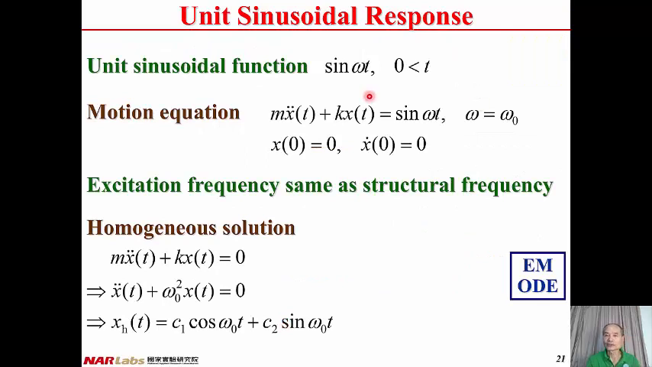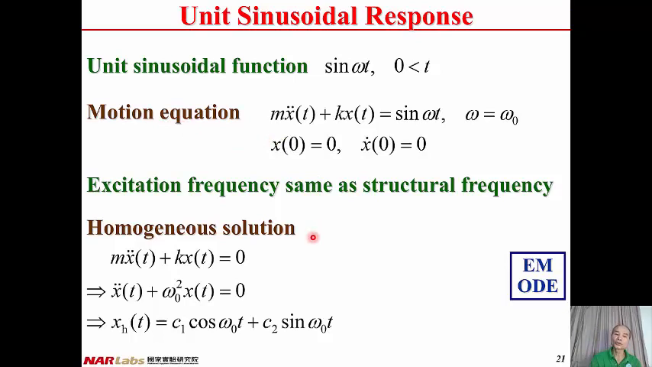Now, if we change the excitation frequency to be equal to the structural frequency, in this case the excitation frequency is the same as the structural frequency. Therefore, we have m x double dot plus k x equal to sine omega t, with omega equal to omega 0. And here are two initial conditions: initial displacement equal to 0, initial velocity equal to 0. Because this equation is a non-homogeneous ordinary differential equation, the solution has two parts.